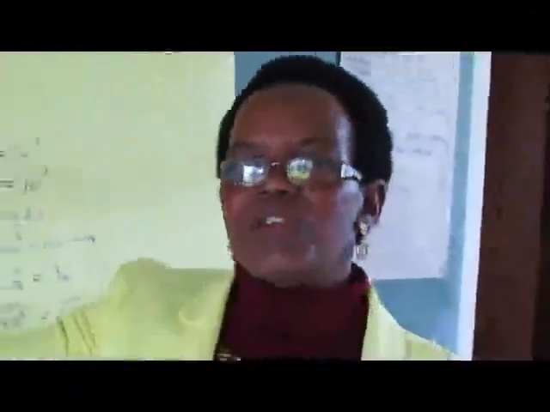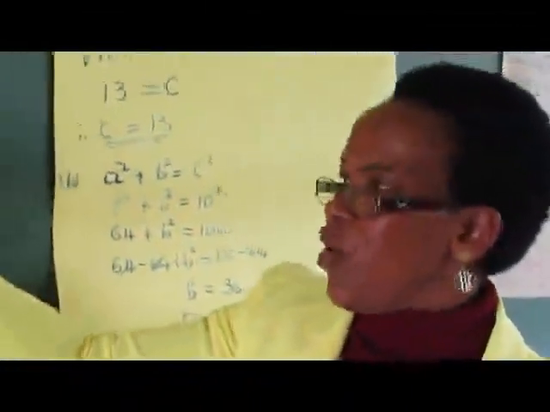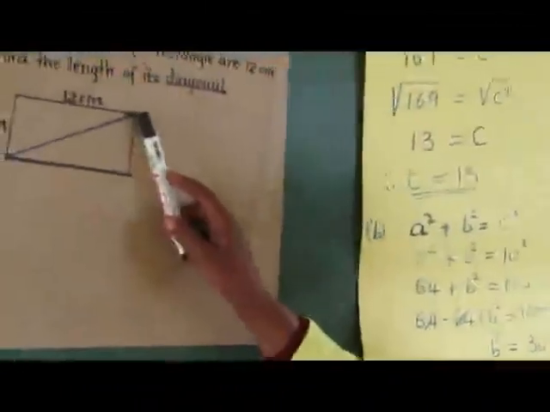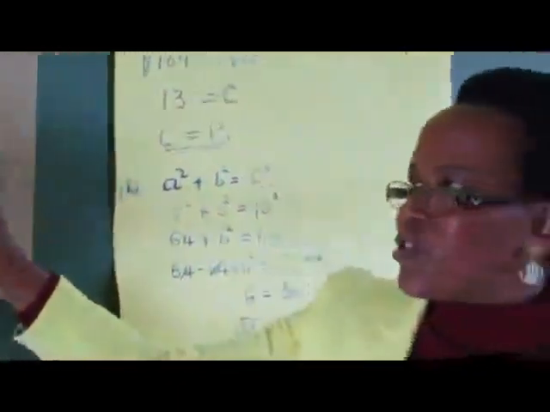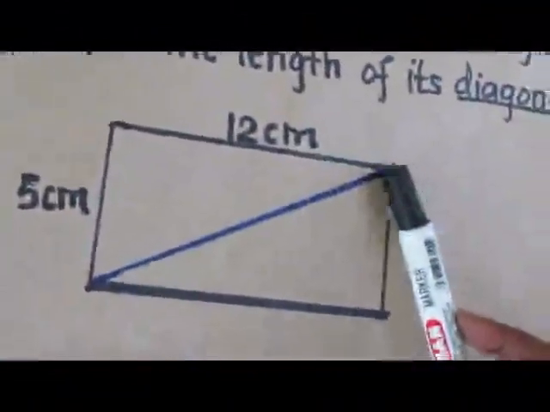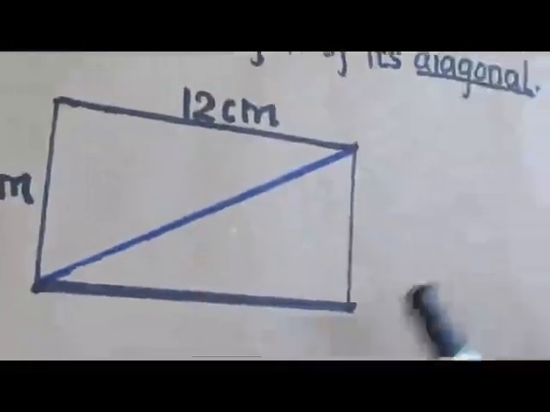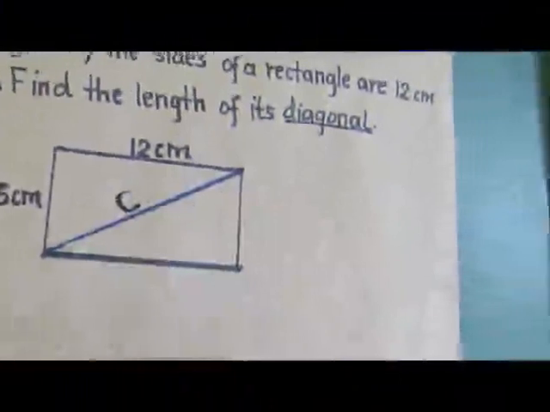Students, who can define a diagonal? Good. A diagonal is a straight line which joins the opposite corners of a four-sided figure. So this is our diagonal. It joins the two opposite angles or vertices of a rectangle or a square. So this is our diagonal, and let us call this diagonal C. Now what is missing in this second example is the hypotenuse.